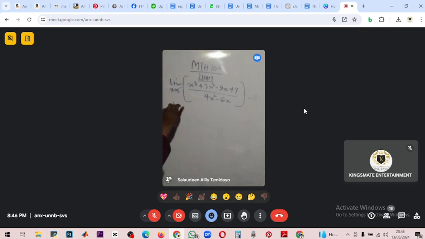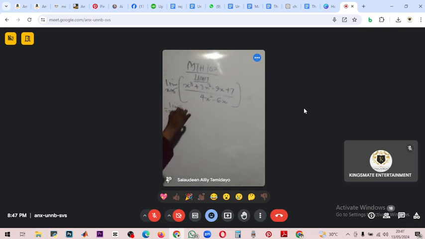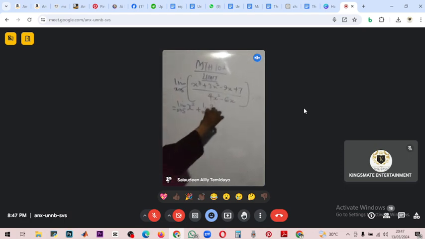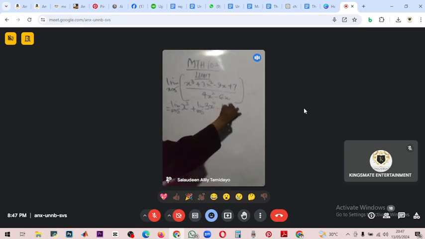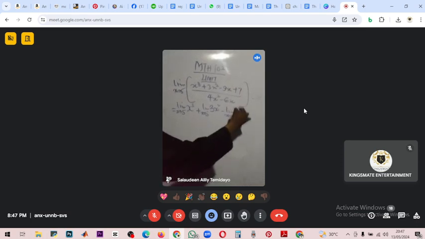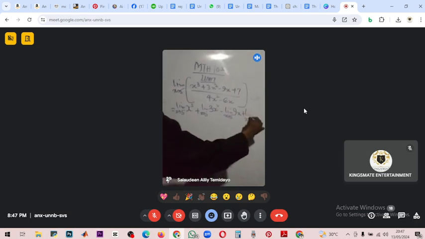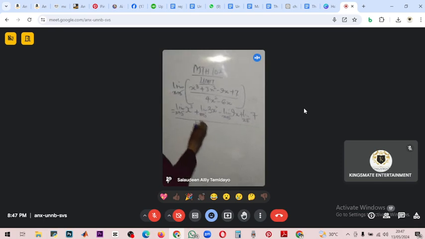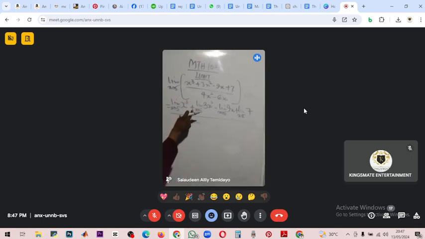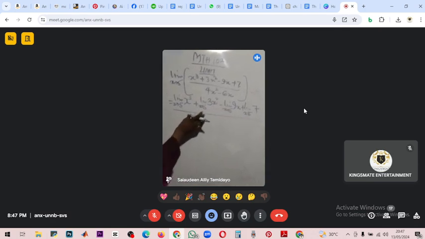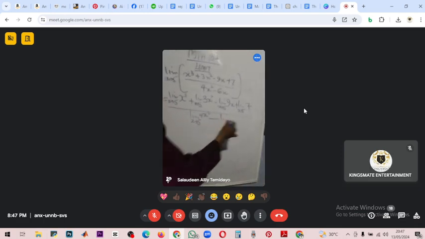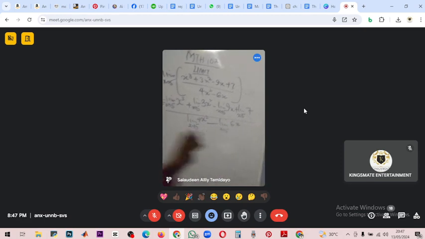Let's see. That is limit as x approaches 5 of x cubed plus limit as x approaches 5 of 3x squared minus limit as x approaches 5 of 9x plus limit as x approaches 5 of 7, all over limit. You know, here now we've used sum of limits. We've used difference of limits. Now we want to use quotient of limits. So limit of 4x squared as x approaches 5 minus limit of 6x as x approaches 5.